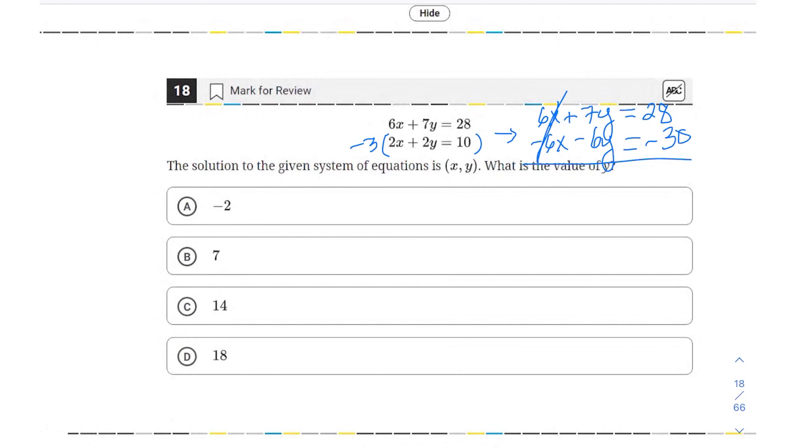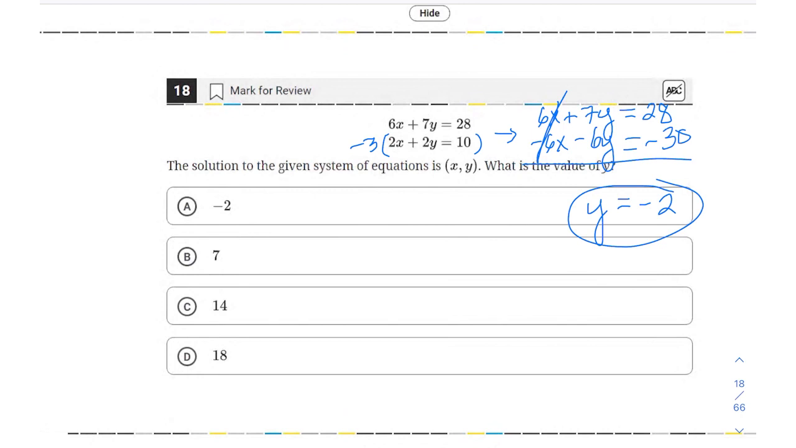And now when we combine these equations, the 6x's cancel. 7y minus 6y leaves us with y. Positive 28 minus 30 gives us a negative 2. And because we were smart about which variable we eliminated to begin with, we don't have to worry about plugging that back in to try to then solve for the other variable.